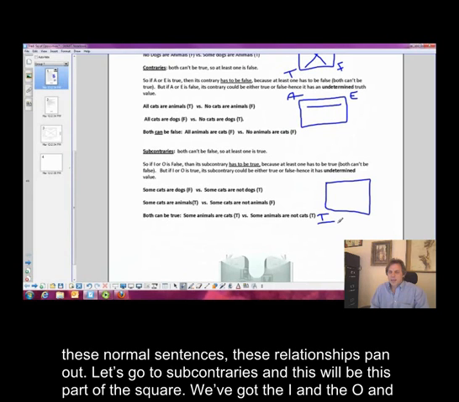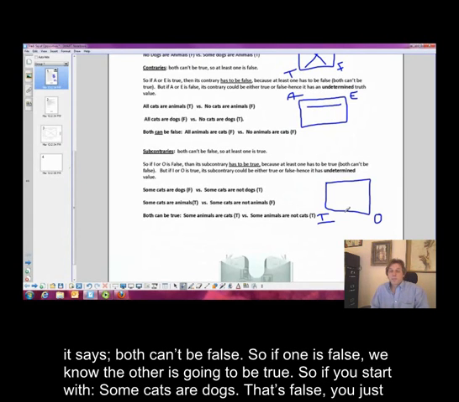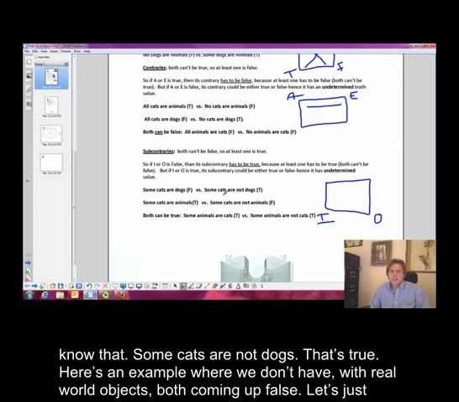We've got the I and the O. And it says both can't be false. So if one is false, we know the other is going to be true. So if you start with some cats are dogs, that's false. You just know that. Some cats are not dogs. That's true. Here's an example where we don't have, with real-world objects, both coming up false.